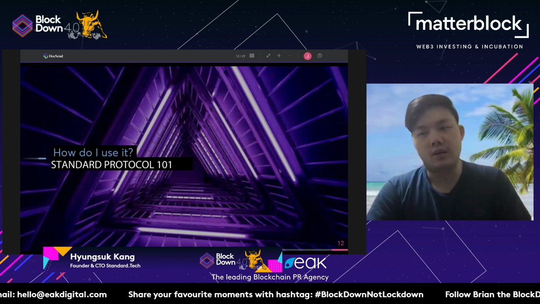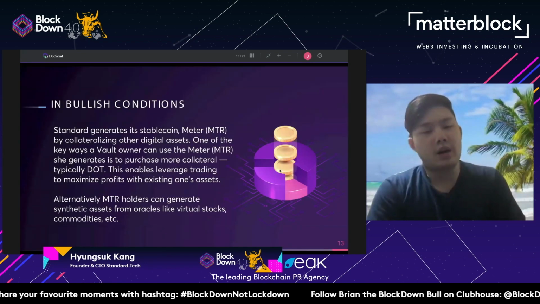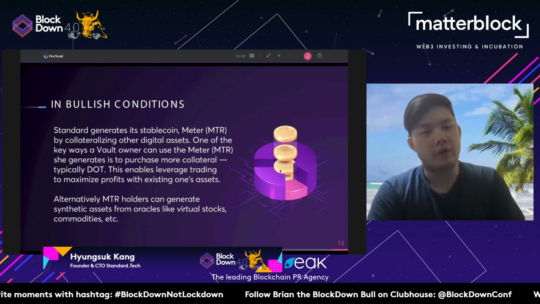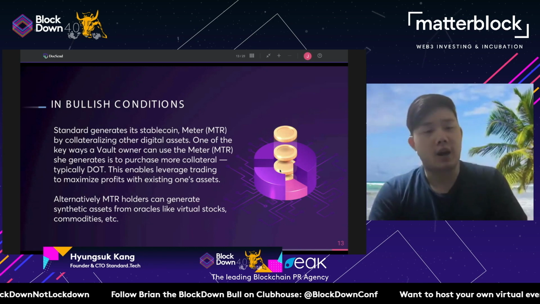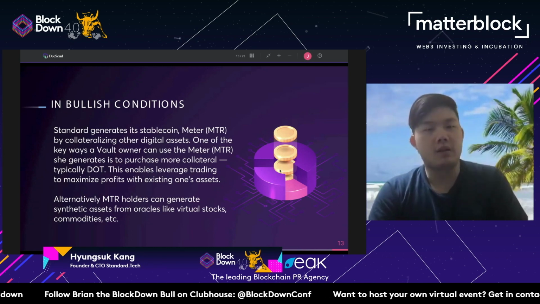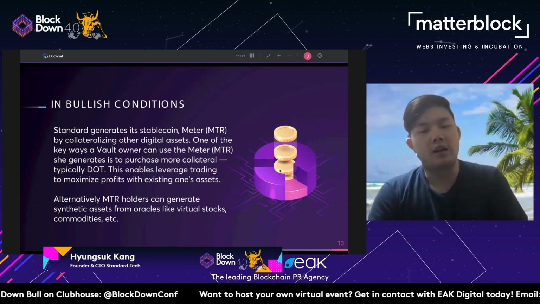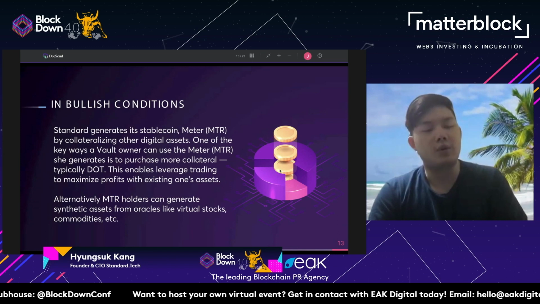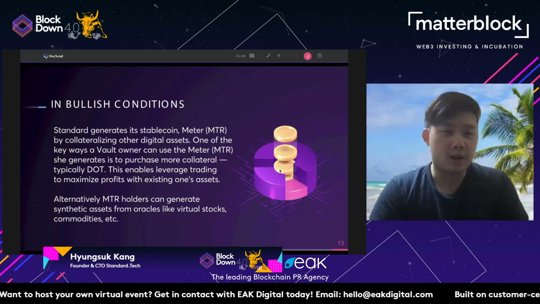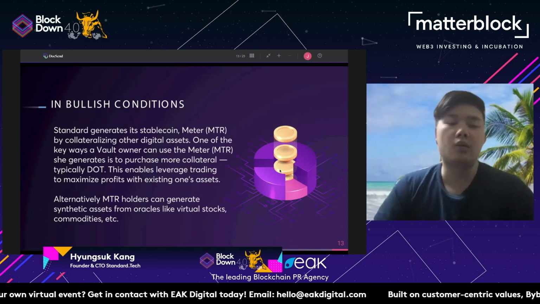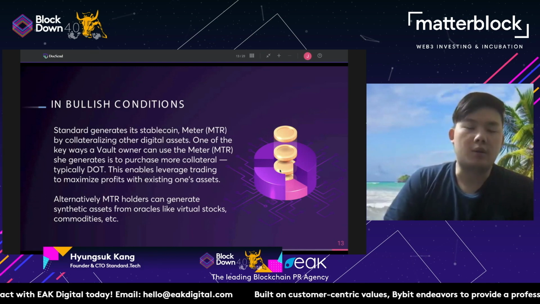So how do we use this standard protocol? We understand the technical details of it. In bullish conditions, you can use our standard protocol to generate Meter tokens to enable leverage trading. For example, let's say you have ETH. Last year the ETH price was $200, and you collateralized it in our standard protocol and generated $120 worth of stablecoin, and then you used that to buy another Ethereum.